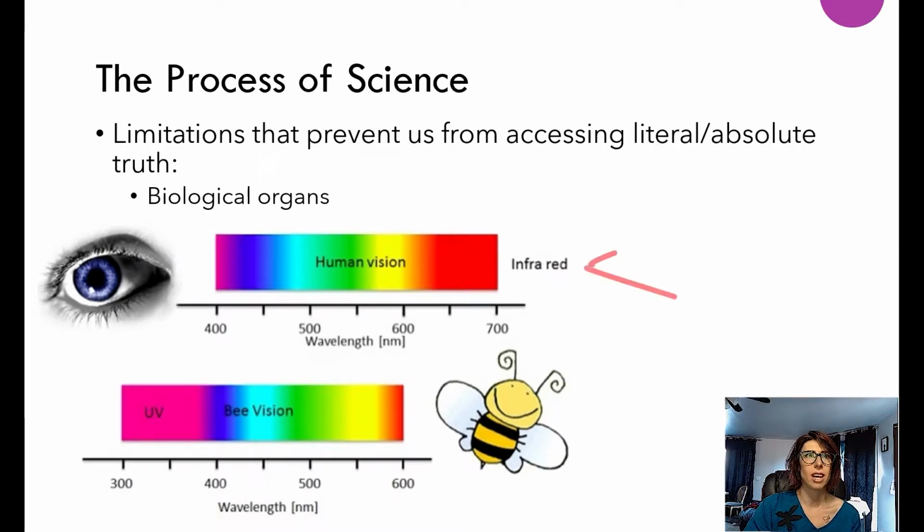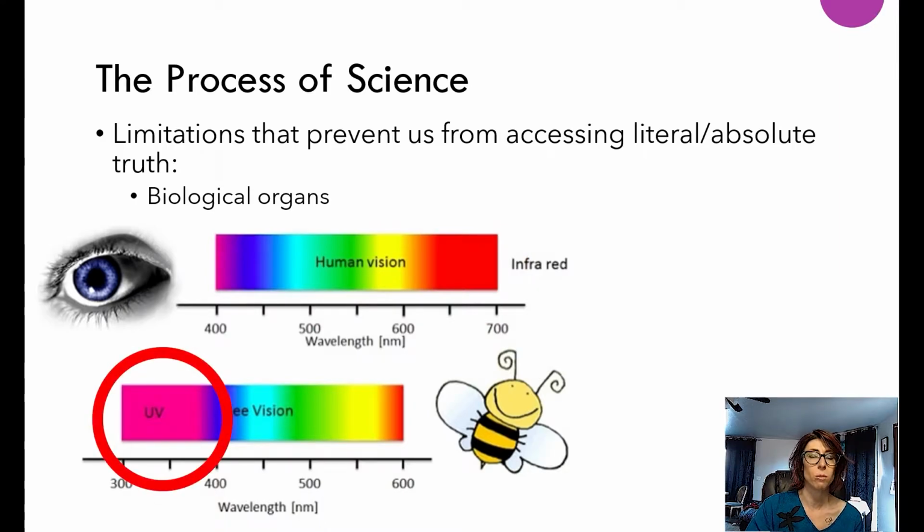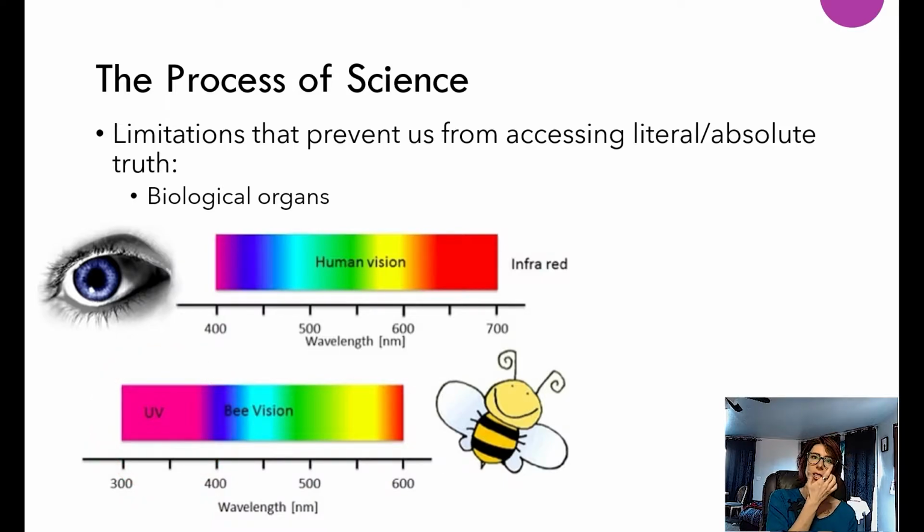So this is the light spectrum that you can see, and this is the light spectrum that a bee can see. There's parts of the light spectrum that you can see that are completely invisible to the bee. But there's other parts of the light spectrum that the bee can see that are completely invisible to you. So it is accessing a different segment. It's perceiving a different segment of the world around it than you are. And so its functional truth is going to be different. Its virtual reality will be different.